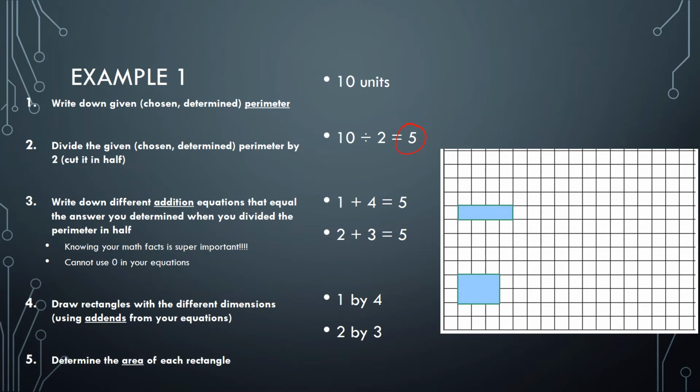And then our final step is to determine the area of each rectangle. So we have 1 and 4. So we know 1 times 4 is 4, and it's units squared. And down here we have a 2 by 3, and we know area is length times width. So 2 times 3 is 6 units squared.